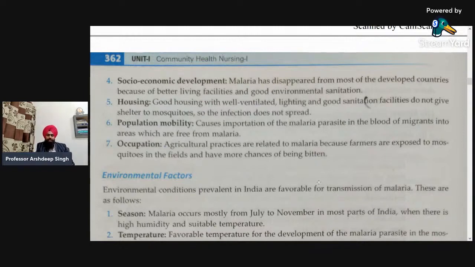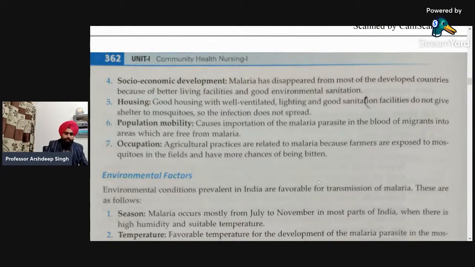Next is occupation. That can also be a host factor. It includes agriculture practices, which are related to malaria because farmers are exposed to mosquitoes in the fields and have more chances of being bitten. So farmers, by their main occupation, are totally at risk. I will suggest that farmers should cover their whole body while they are working in the field, so that they are protected from the infection of malaria.